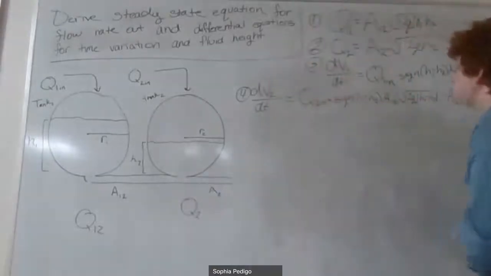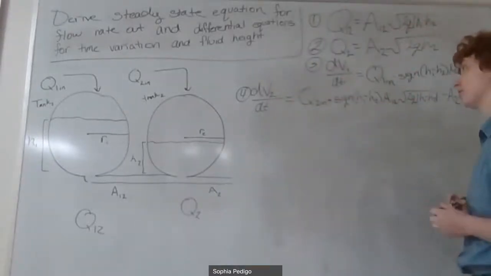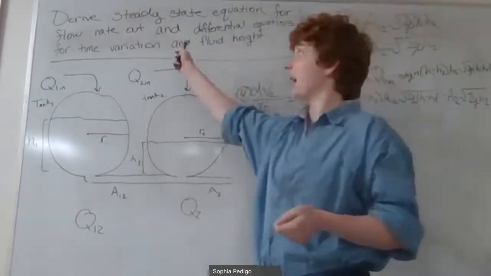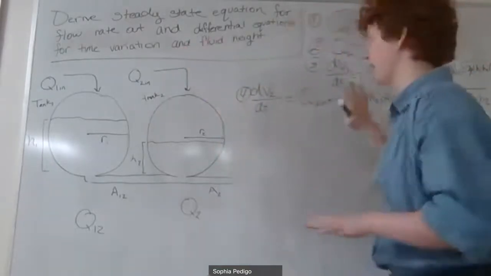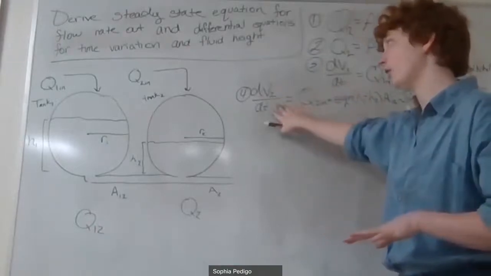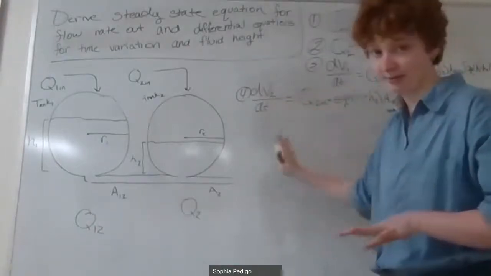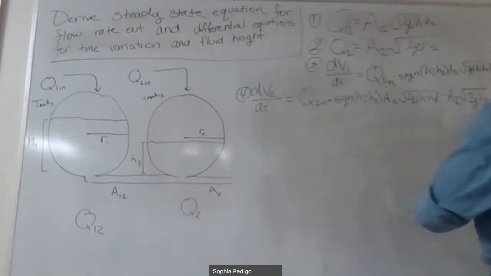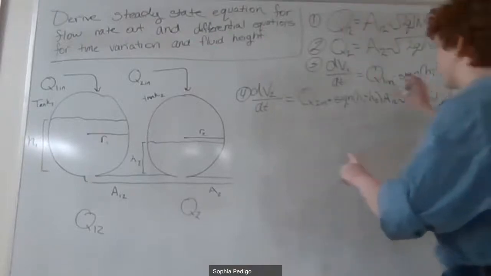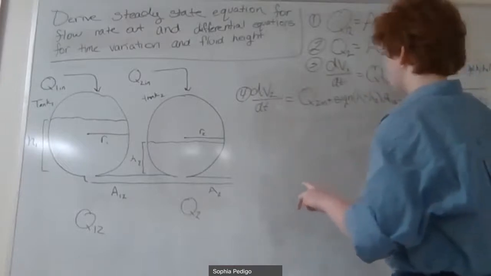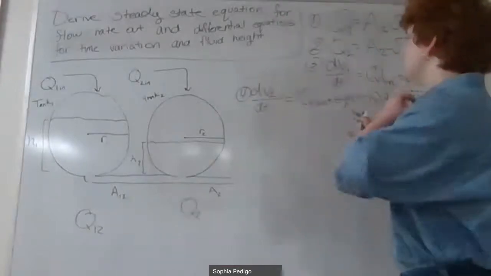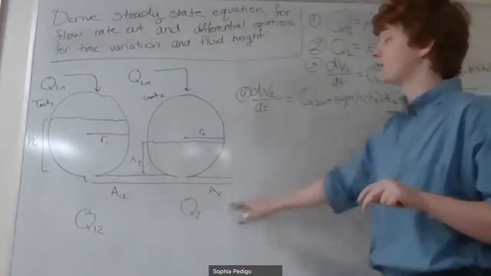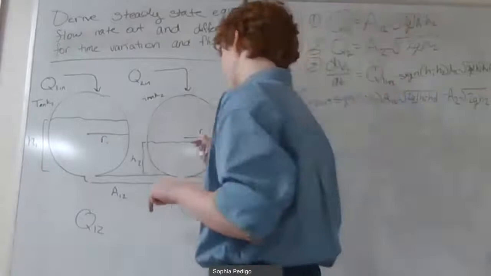So like I said a little bit earlier, we're really solving for the differential equations for the time variation and fluid height. Right now we have the volume and time variation, which is a little bit different. So in order to account for that, we really need to divide both of these equations that I just solved for in order to get dH/dt. We need to divide both of them by the cross-sectional area of the pipe.